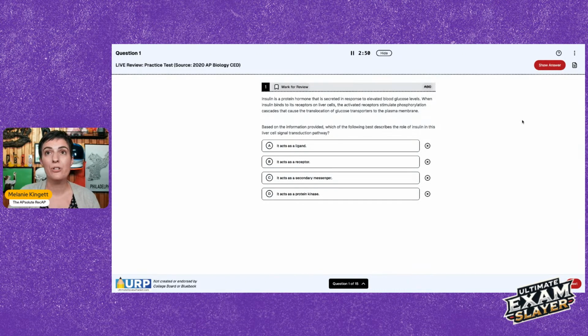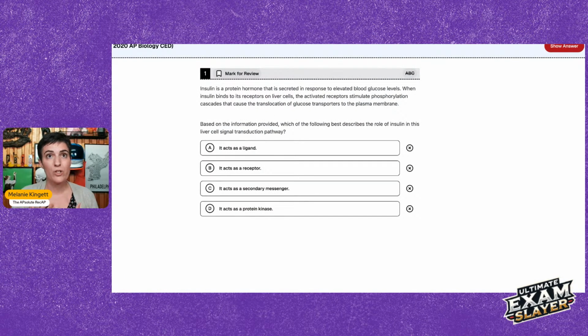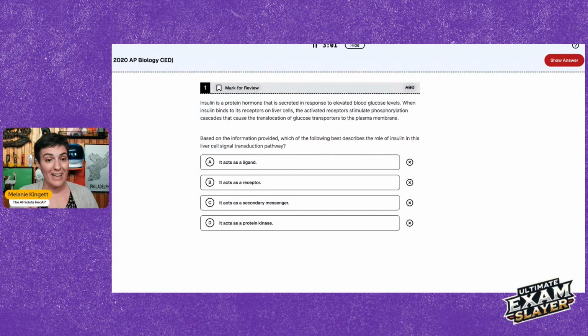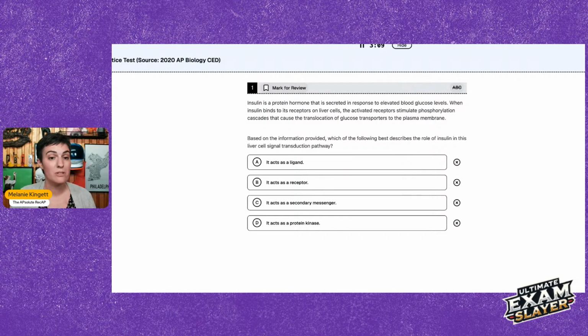So if you happen to know the answer, please pop it in the chat. I will talk through some of the things I would think through with these questions, and then I will click show answers so we can look at explanations together, and make sure I hit finish test at the end so I can show you the software and what it does. Again, these are all from the 2020 AP Bio CED, all released questions from the College Board.